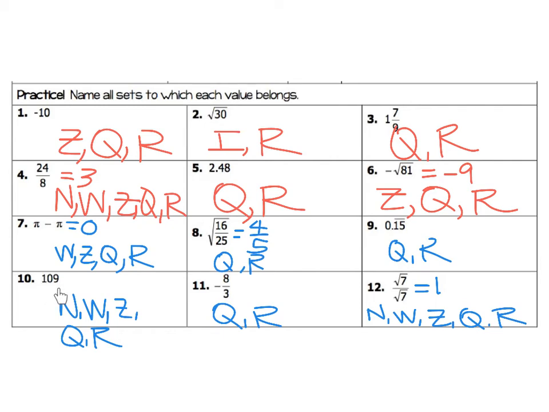Number 10, we've got 109. That's a whole number. It's a natural number. So natural number, whole number, integer, it's all three. We know if it's a natural number, it has to be all of these as well. Rational number and real number too. Number 11, we've got -8/3. It's a fraction. It's negative. It's just a rational number. And if it's a rational number, it's a real number. And last but not least, number 12, we've got square root of 7 divided by square root of 7. Anything divided by itself gives us 1. And 1 is a natural number, and if it's a natural number, it has to be a whole number, integer, rational, and real number as well.